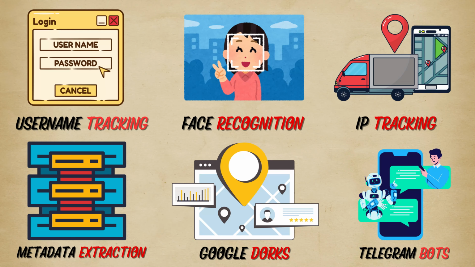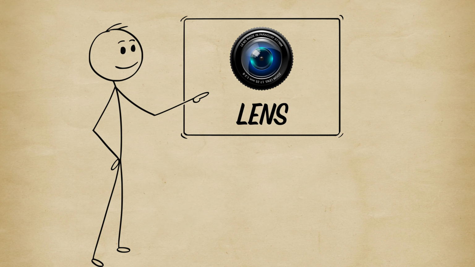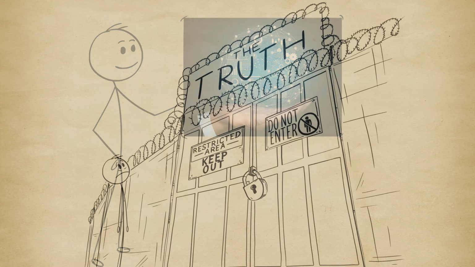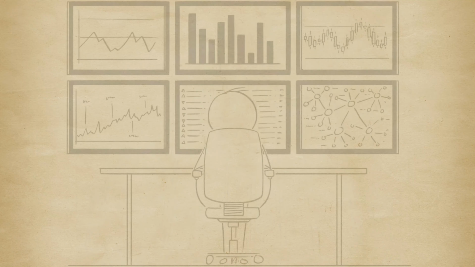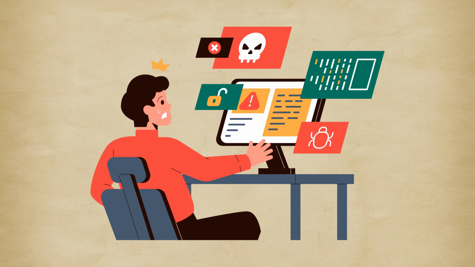So there you have it. Username tracking, face recognition, IP tracing, metadata, Google Dorks, and Telegram bots. Each one is like a different lens, letting you see more of the digital picture. The scary truth? All of this uses publicly available information. No password cracking, no hacking into systems, which means anyone could do it, including people with bad intentions.